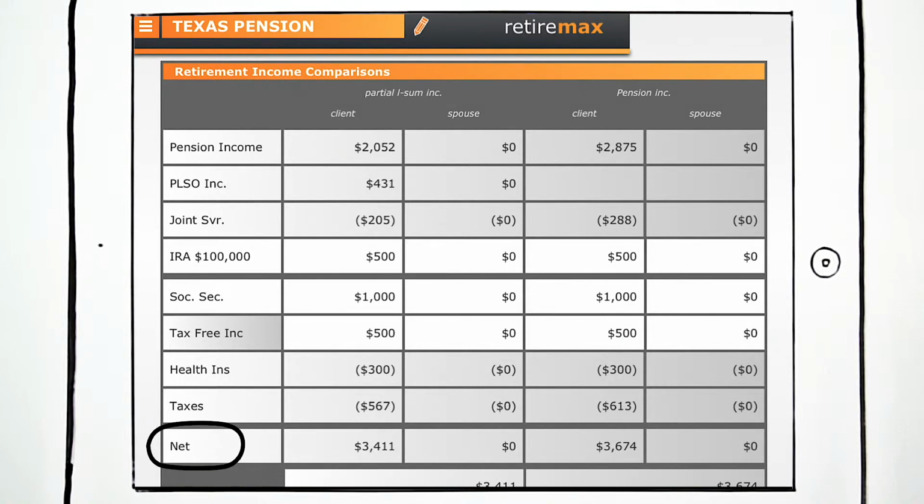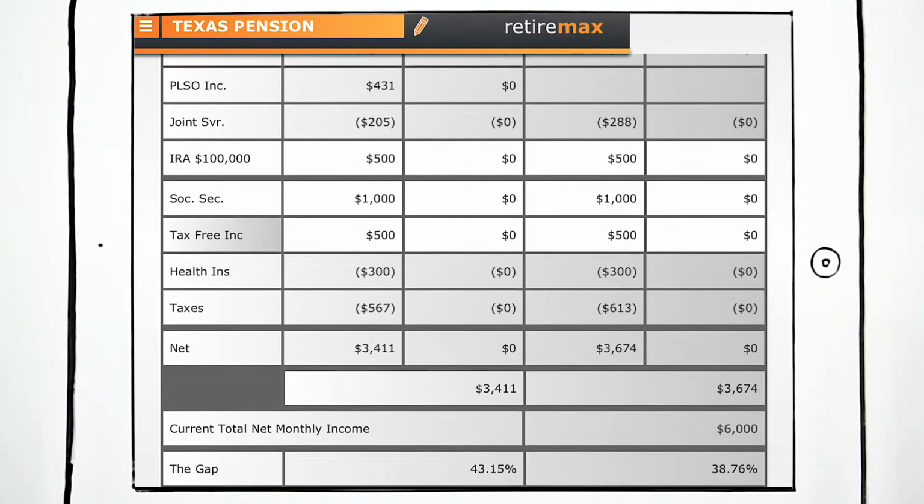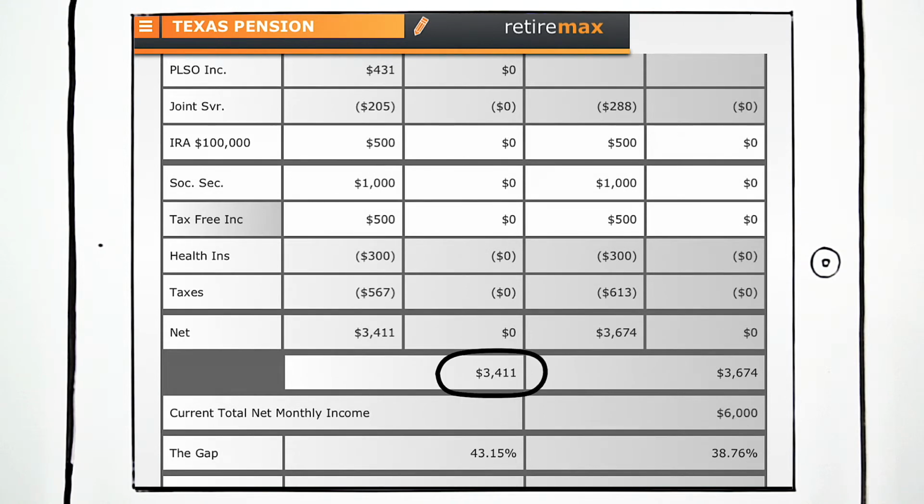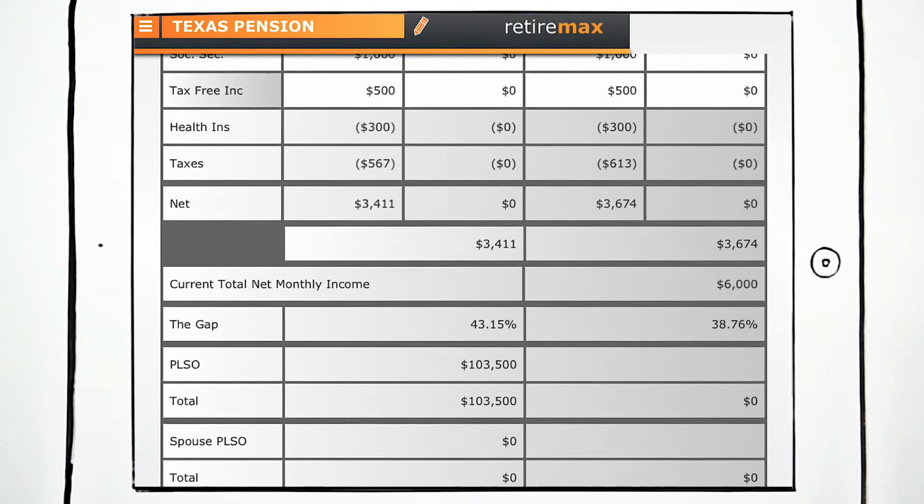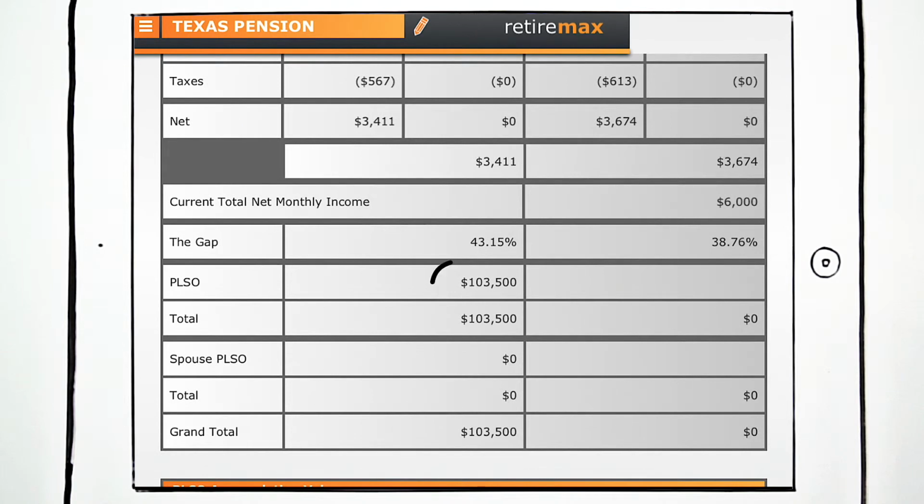Notice the net income between the two scenarios. PLSO equals $3,411, and the standard option is $3,674. The difference is a little over $250. That's the difference to receive a PLSO of $103,500.